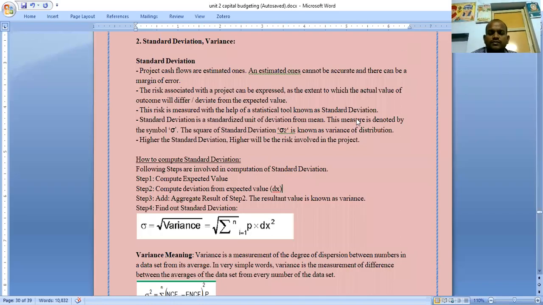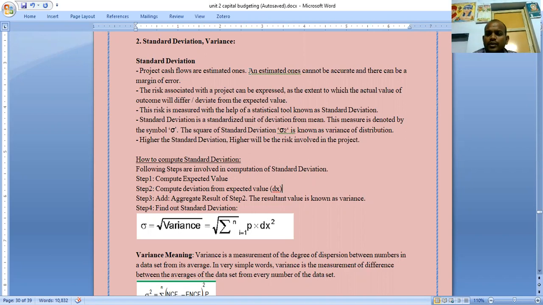Standard deviation is one of the risk analysis techniques. It measures the risk associated with the project cash flows. Project cash flows are estimated ones, and estimated ones cannot be accurate, and there can be a margin of error. The risk associated with the project can be expressed as the extent to which the actual value of outcome will differ or deviate from the expected value.